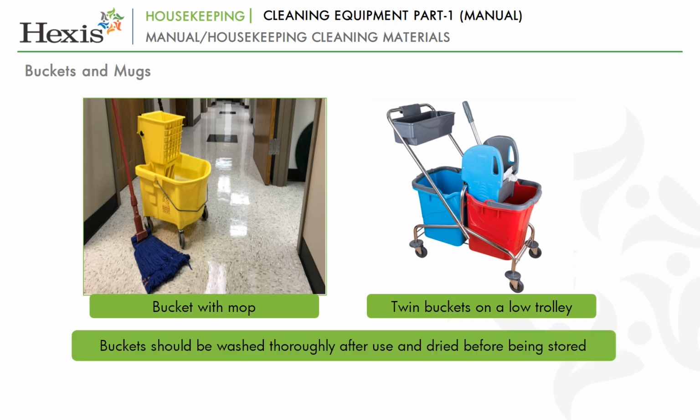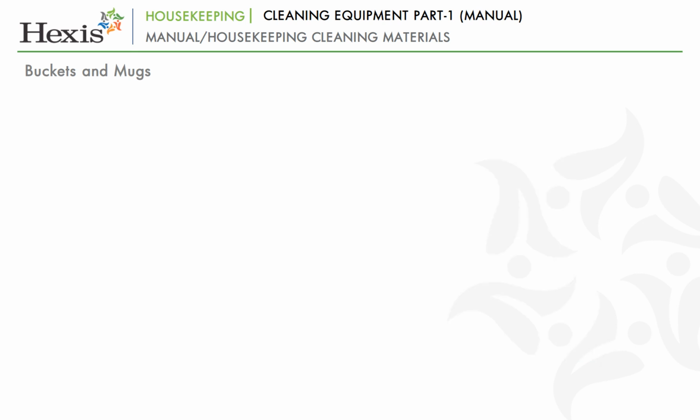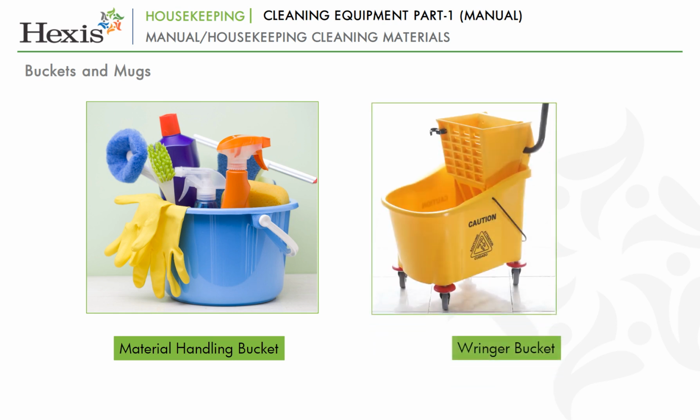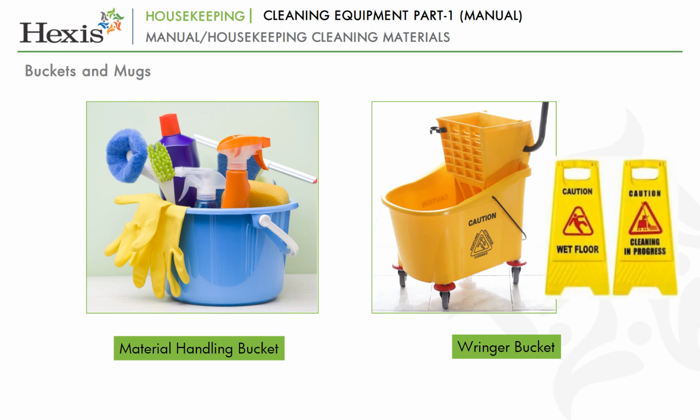Buckets should be thoroughly washed inside and out every time they are used and then allowed to dry before being stored. The two different types of buckets are: material handling bucket, which is used to carry all the housekeeping cleaning material; and wringer bucket, which is used for carrying water for floor mopping, along with a caution signage board.